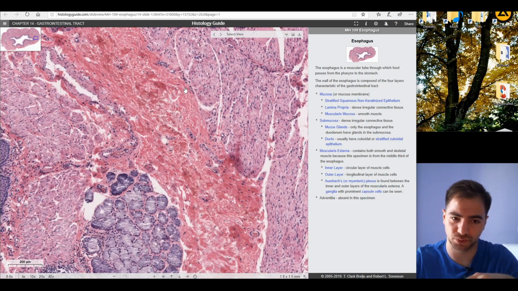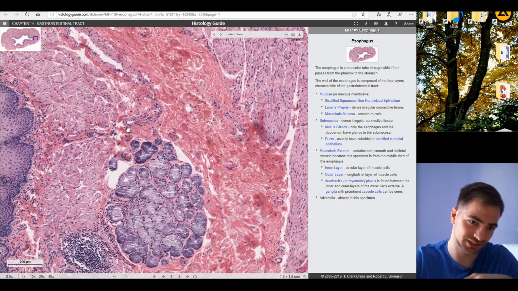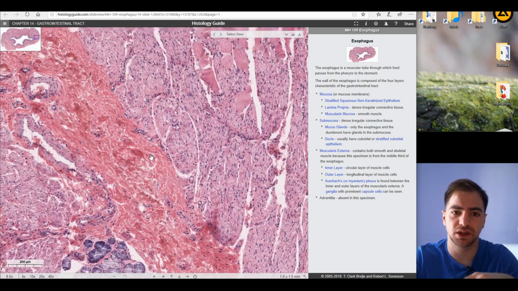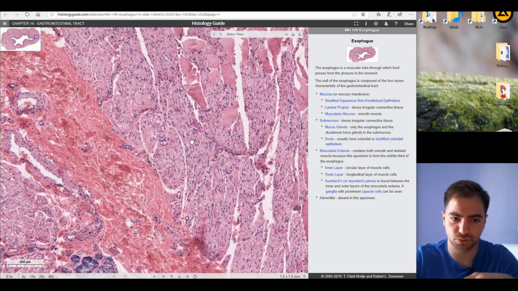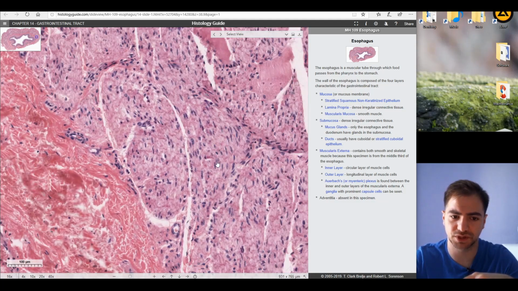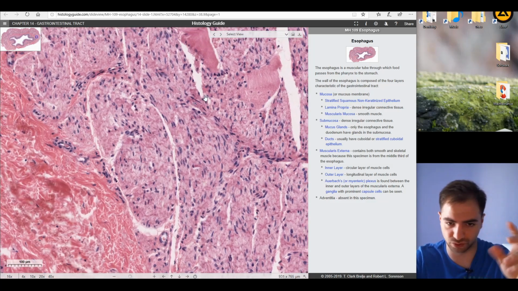This is the submucosa. We find the submucosa extends from the end of the muscularis mucosa to the very beginning of the muscularis externa. This is dense irregular connective tissue, and here we start seeing the smooth muscle cells. We can understand they're smooth muscle cells because we have the typical cigar-shaped nucleus.